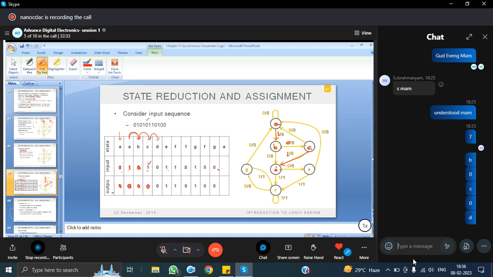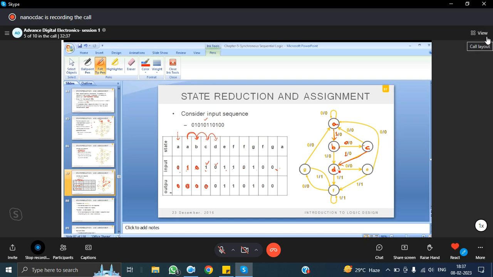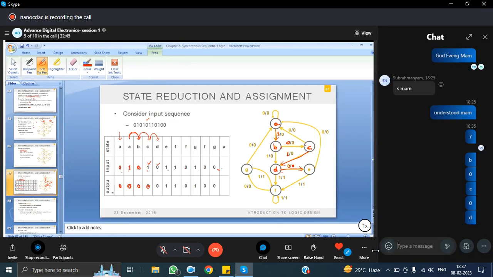Now the present state is D. Input is 0. Where is it going? It is going to E. What is the output? 0. Output is 0. Now we are at E. At E, what is the input? 1. Look, a sequence was given to us, the input sequence. We should follow this sequence only.